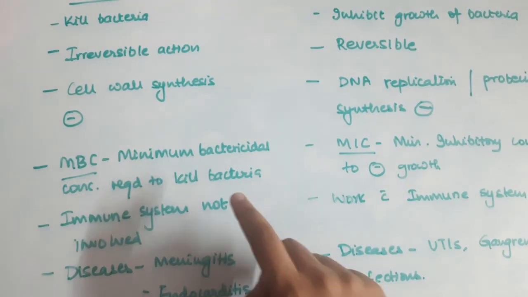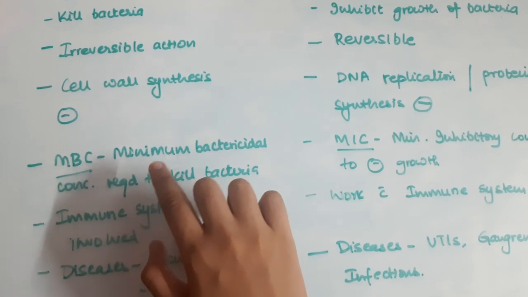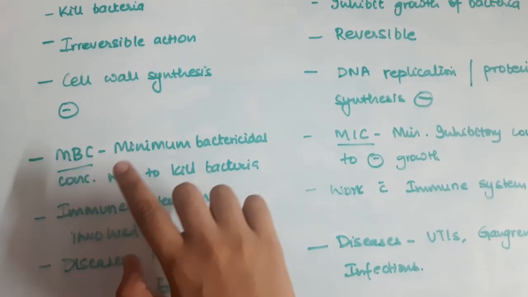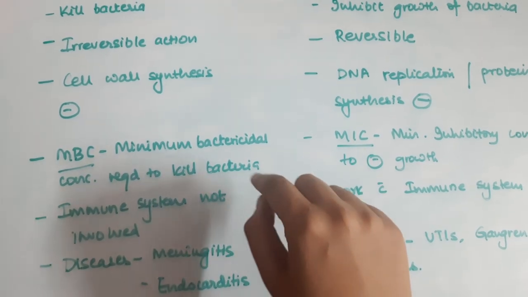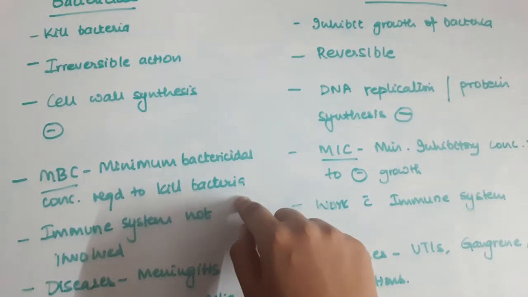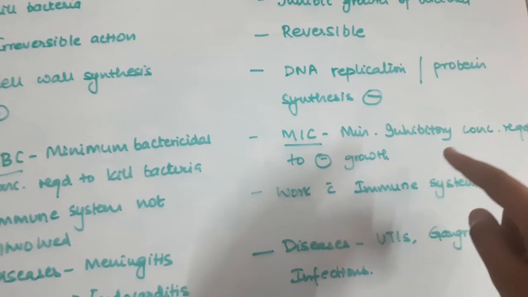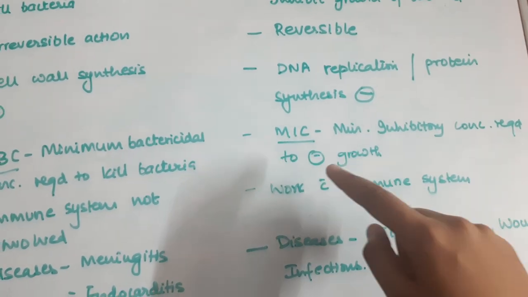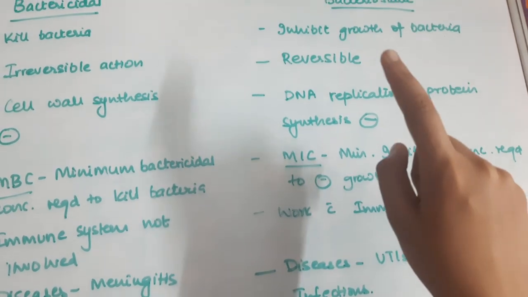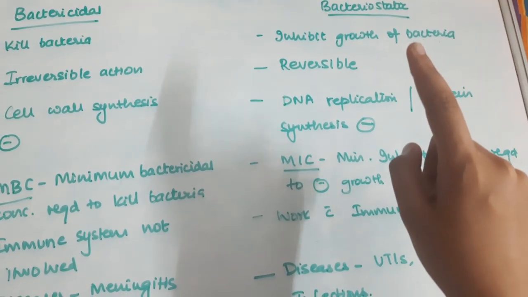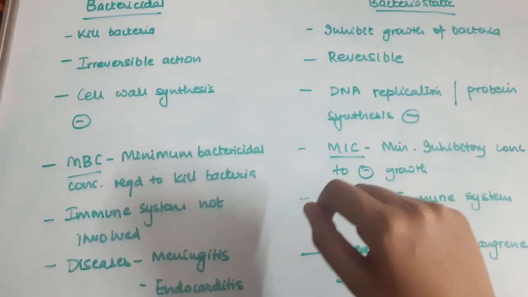In bactericidal drugs, there is a term called minimal bactericidal concentration or MBC, which is required to kill approximately 99.9% of bacteria. Whereas minimum inhibitory concentration, or MIC, which is required to inhibit the growth of bacteria, is a term which is used for bacteriostatic drugs.